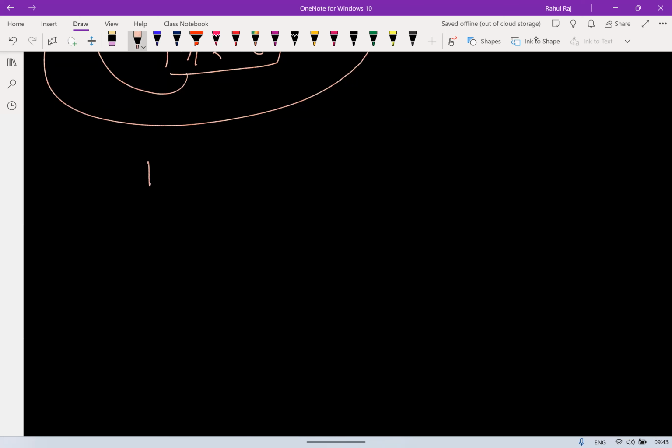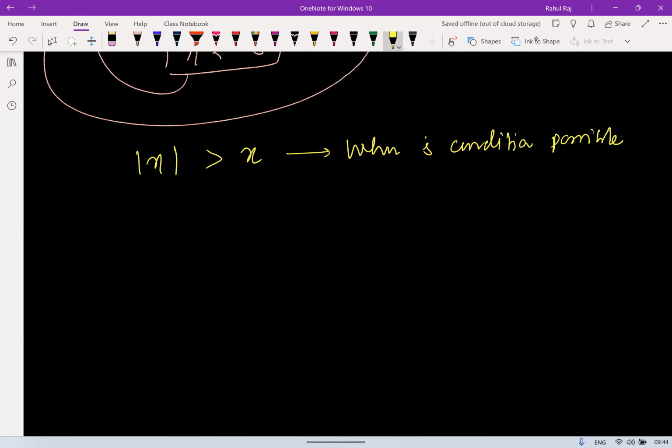The theory is done now, Alexa. Whatever we are doing is all crap. What needs to be understood well: what do you mean by mod x greater than x, Alexa? What is the meaning? When is the condition possible? When x is greater than 0? Let's say x is equal to 2. Do you really feel mod 2 is greater than 2? Do you think 2 is greater than 2? No.